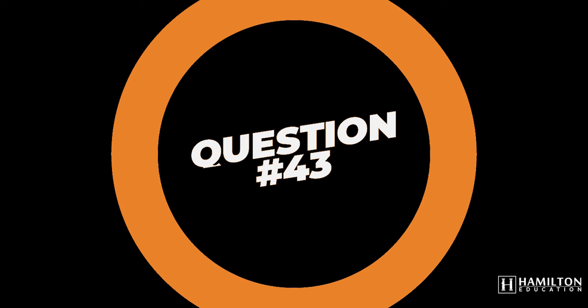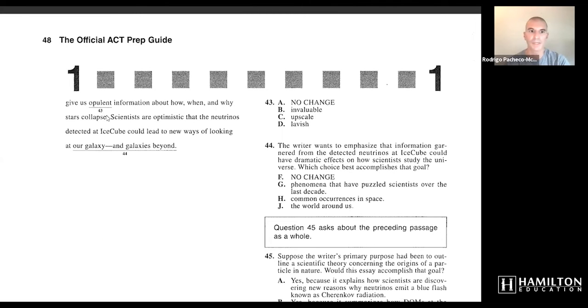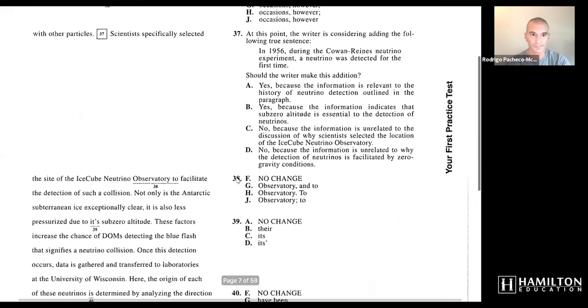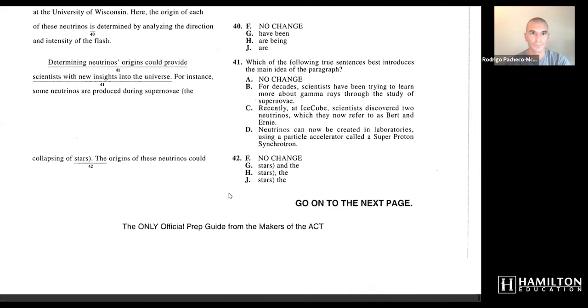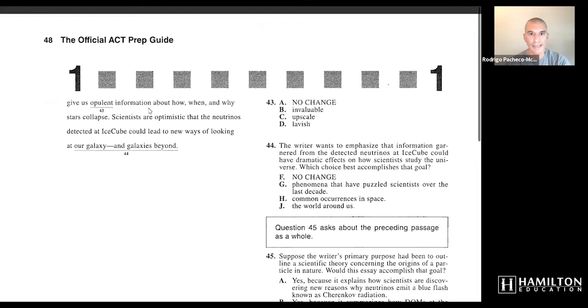Question 43 is a word choice question. Now, because the beginning of the sentence is on the previous page, I'm going to scroll back so we can get a sense of the context. Okay, so we're told the origins of these neutrinos could give us blank information about how, when, and why stars collapse. So what's important to note here is that the word that we're going to choose is going to modify information. So we have to think about information when we are thinking about our answer choice.